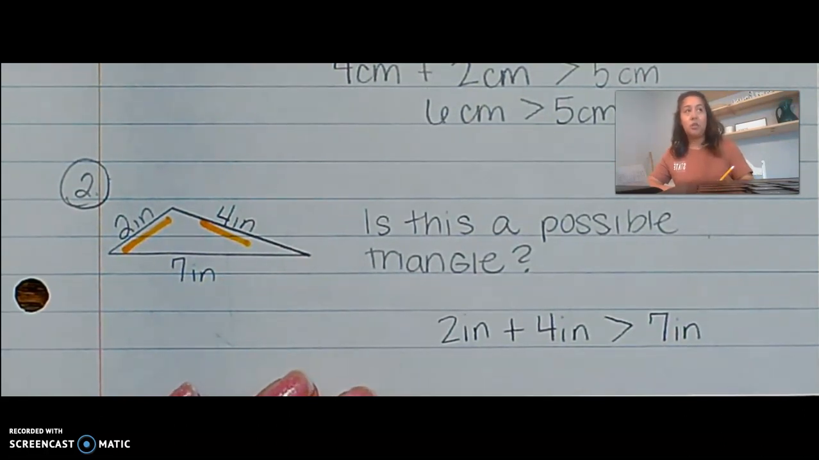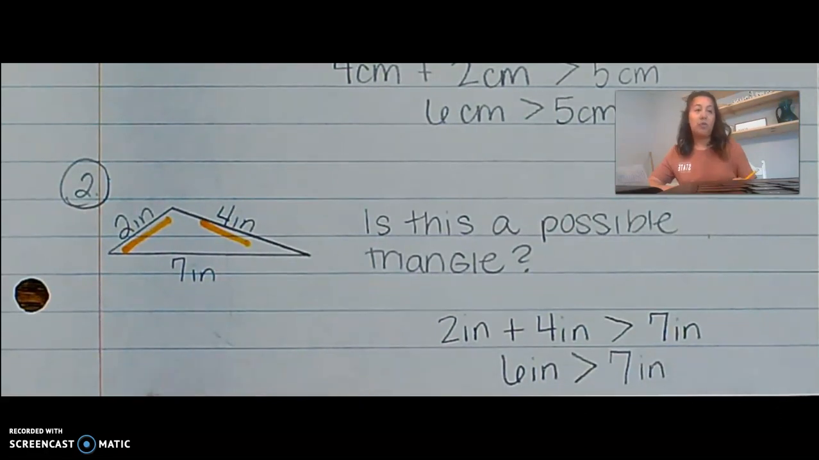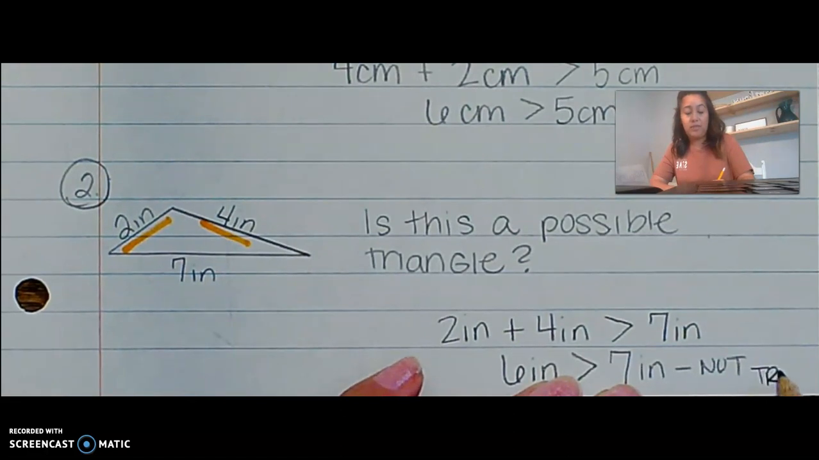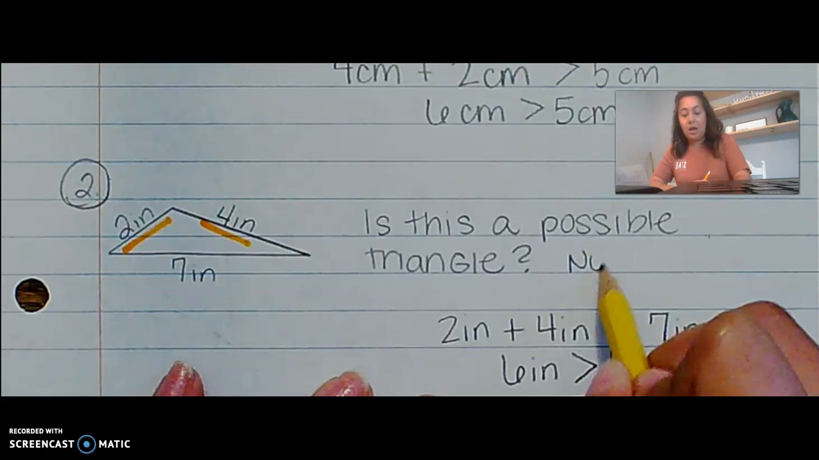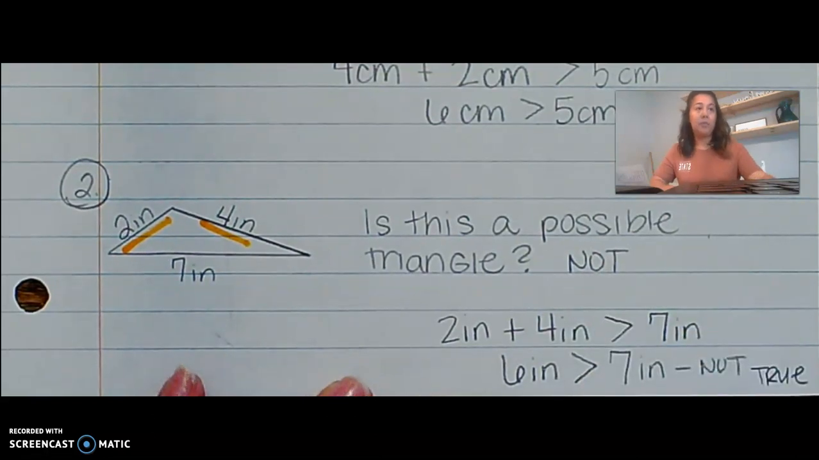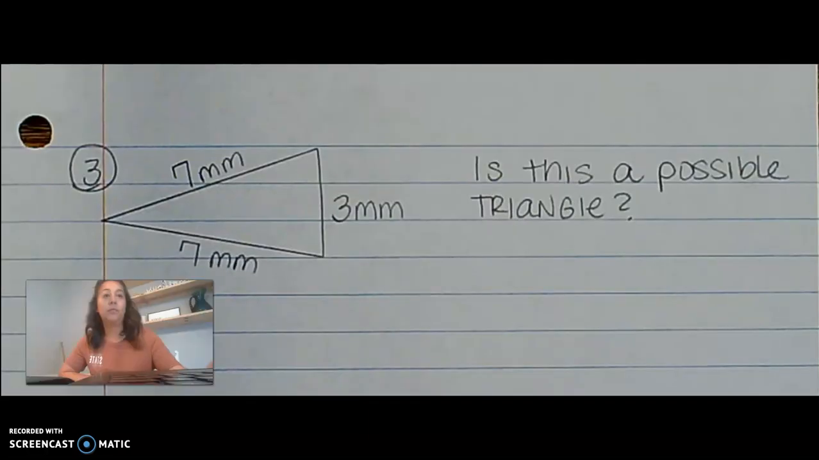Okay, and then if we do the math, 2 inches plus 4 inches is 6 inches. We keep the greater than symbol. And we have 7 inches. So if you read this inequality, it says 6 inches is greater than 7 inches. Is that true? Hopefully you answered no, this is not true. And if this inequality is not true, then this triangle is not possible. Okay, so moving on to example number 3.